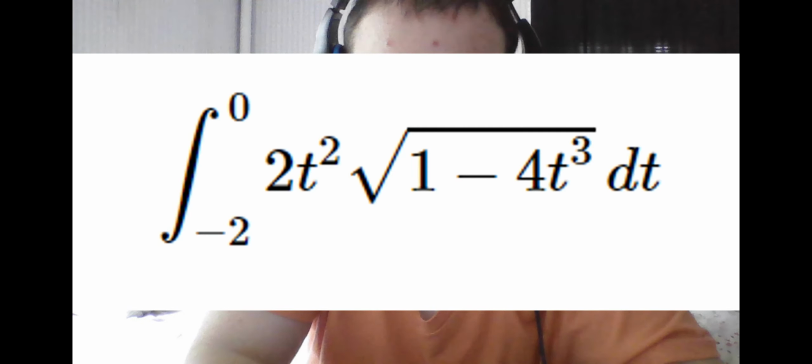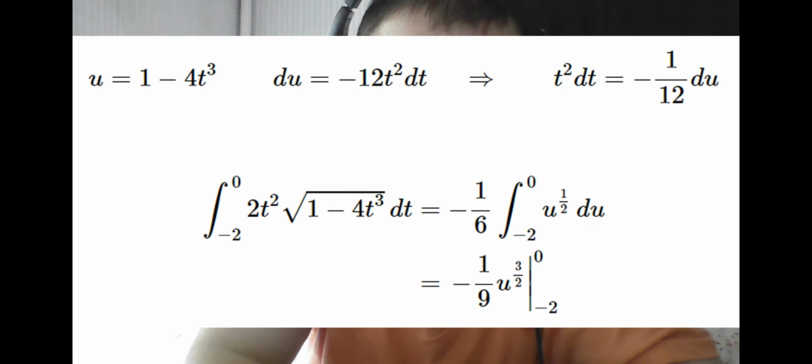For example, if we are asked to evaluate this integral, we can see the method using indefinite integrals is to see that u is on the inside of the square root. Change in u equals negative 12t squared times change in t. In conclusion, t squared times change in t equals negative 1/12 change in u. The integral simplifies to negative 1/6 integral of square root of u times change in u from negative 2 to 0, as those were the points we were given in the beginning of the problem.